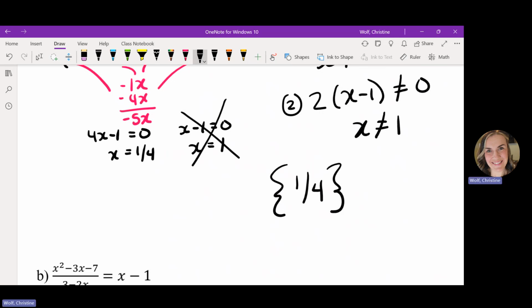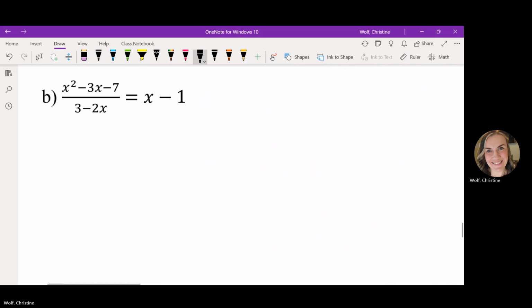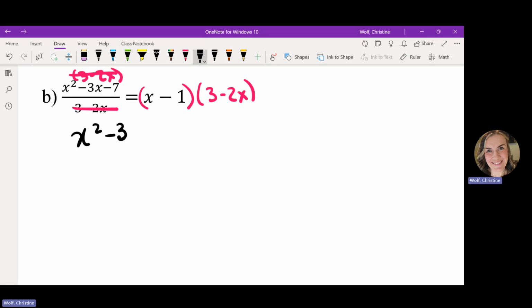Okay, last one. I've got x squared minus 3x minus 7 over 3 minus 2x equals x minus 1. I see a trinomial, so I think, oh, are things gonna get complicated? Maybe. But the good news is I only have one fraction. And when I only have one fraction, I don't need a common denominator. I know I can multiply each side by that denominator, and my fraction is gone, but I now have to FOIL on the right-hand side. That's okay. So I have a trinomial, x squared minus 3x minus 7, left on the left.